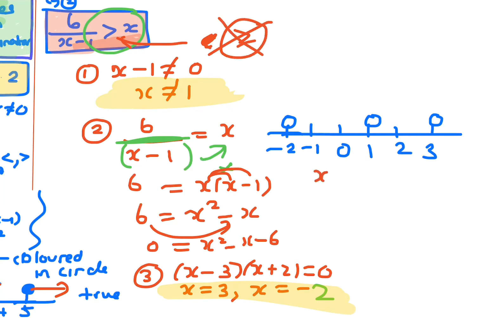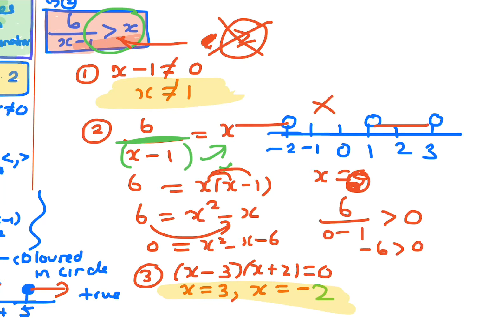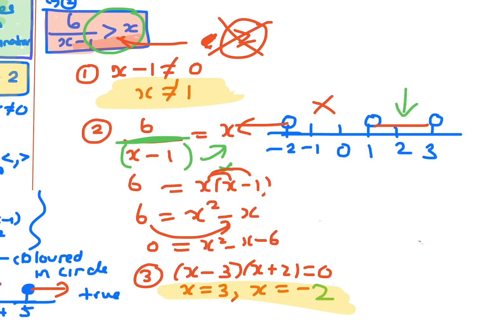Okay, so let's test a point. So if you put in x equals 0, you get 0 over 0 minus 1 is greater than 0, so minus 6 is greater than 0. So where the 0 is, that will not be true. So more than likely, it'll end up being here and here. But we're just going to double test that just a little bit more, just to be sure. So let's try now something that is in, say, there. So if you put in x equals 2, you get 6 over 2 minus 1 is greater than 2. So 6 is greater than 2. Yeah, that's true.